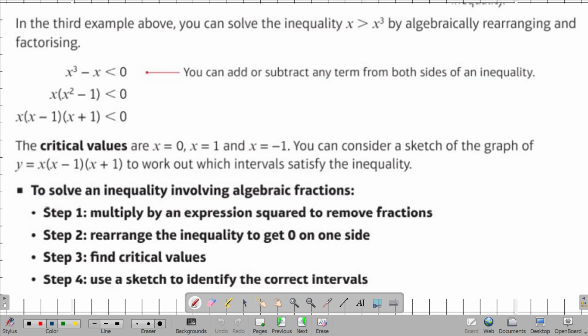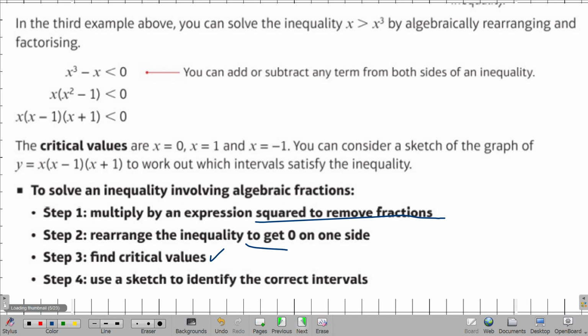So here are the steps summarized. If you want to solve an inequality involving algebraic fractions, one thing that you need to do is to multiply by an expression squared to remove fractions, not just the LCM, but the square of the LCM. And then you rearrange the inequality to get a 0 on one side, and then you find the critical values by factorization, and then you use a sketch to identify the correct intervals. So there are various techniques you can use to solve inequalities.